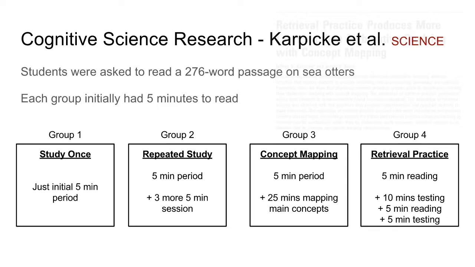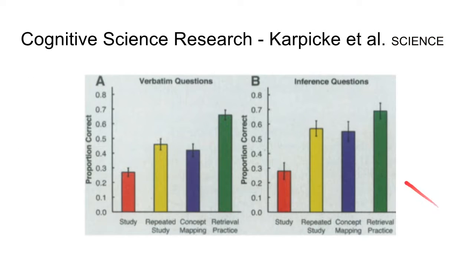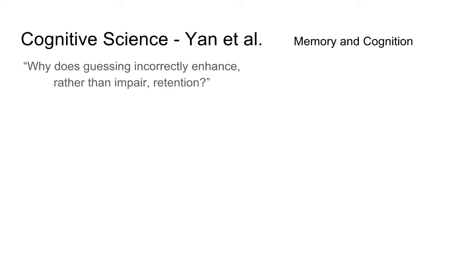Now, if you can figure this out, I'll tell you where you'd want to be. You want to be in group 4. This is a graph of the data, and it shows how good the recall of all the things that they had to learn about sea otters was in each group. So obviously studying for 5 minutes was the least because you had the least amount of time. Repeated studying was a little bit better. Concept mapping was about the same as repeated studying. And then retrieval practice, which is testing, was by far better than all of them. So keep that in mind.